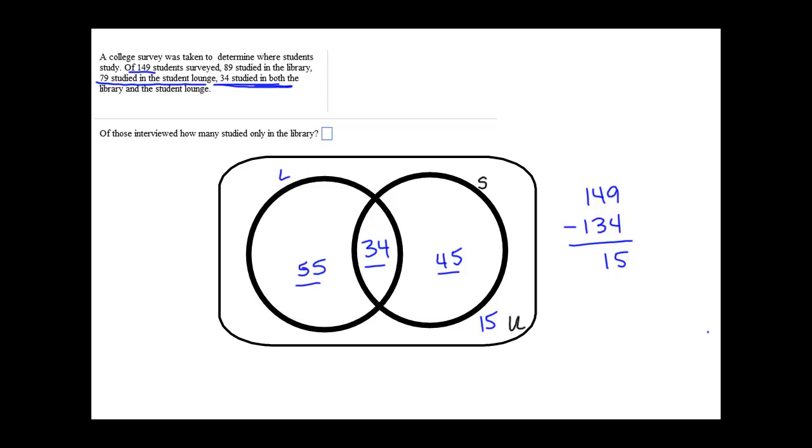So let's go through a series of questions now that we've represented the problem on our Venn diagram. The first is, of those interviewed, how many studied only in the library? So the Venn diagram would show that this would be the area of students who would have only studied in the library. 34 would be the intersection of both that was given to us in the problem. 45 would be the number of students who only studied in the student lounge. So the answer for this part of the problem would be 55.